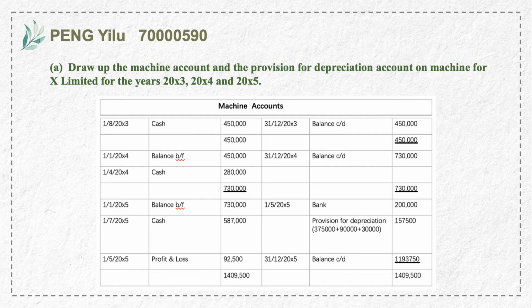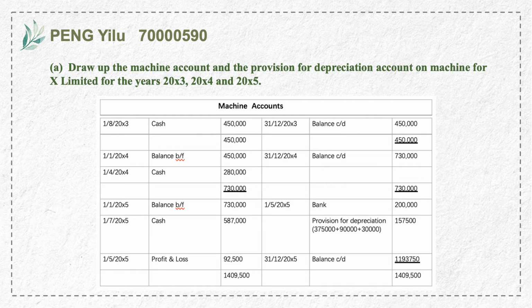And on 1st April, we bought a machine Z105. It costs 280,000. So we add them up, it equals 730,000. So on the right, we should write down the 730,000 on 31st December to balance carry down. On 1st January 2000 X5, we should write down the 730,000 to balance brought forward.